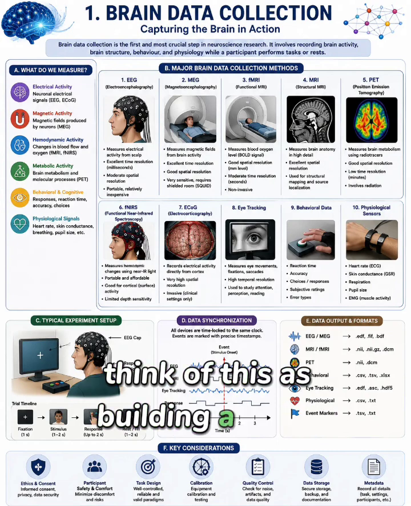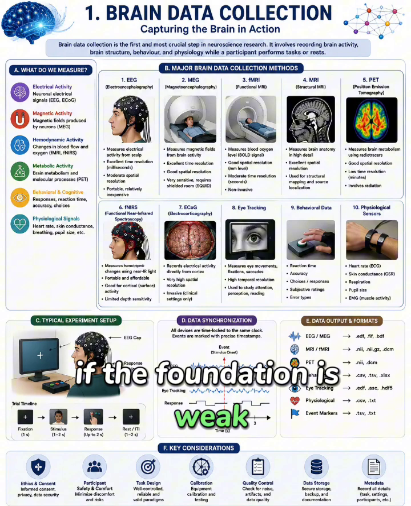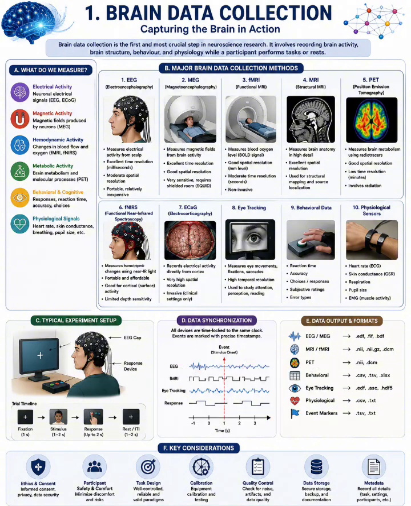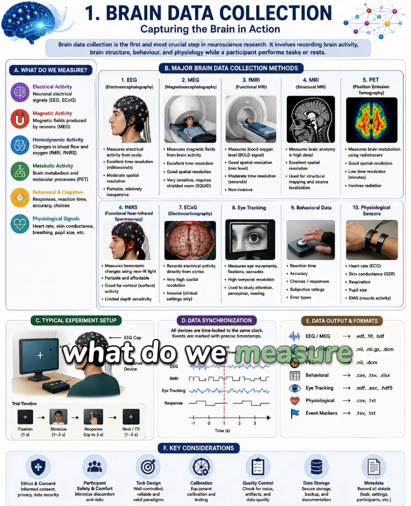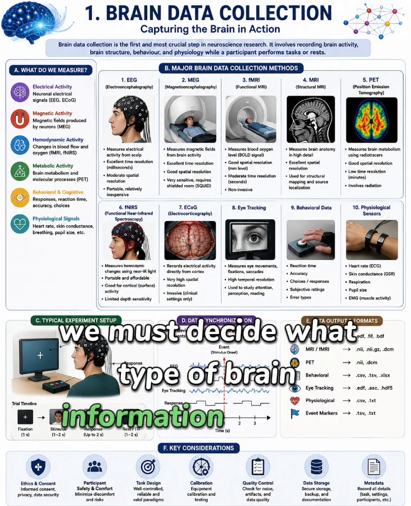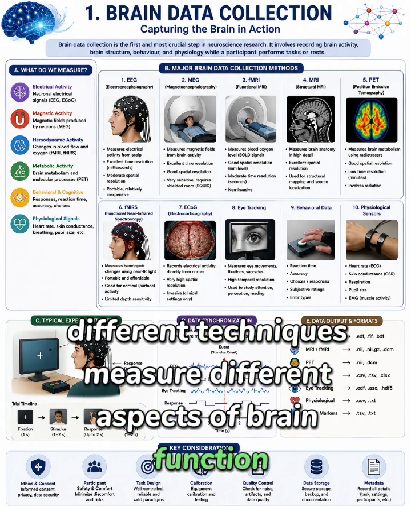Think of this as building a house. The data are the foundation. If the foundation is weak, the entire analysis will be unreliable. What do we measure? Before selecting an instrument, we must decide what type of brain information we want to measure. Different techniques measure different aspects of brain function.